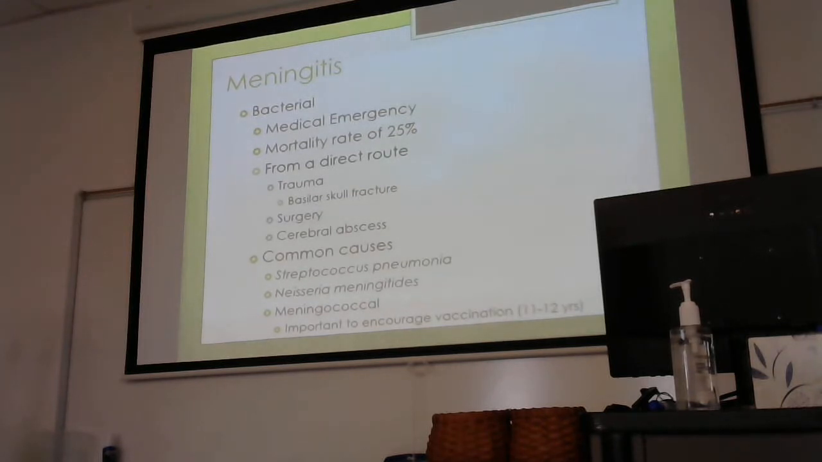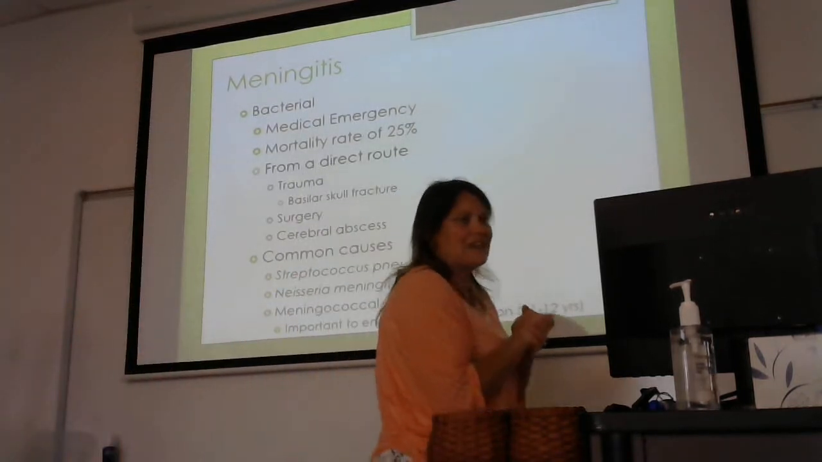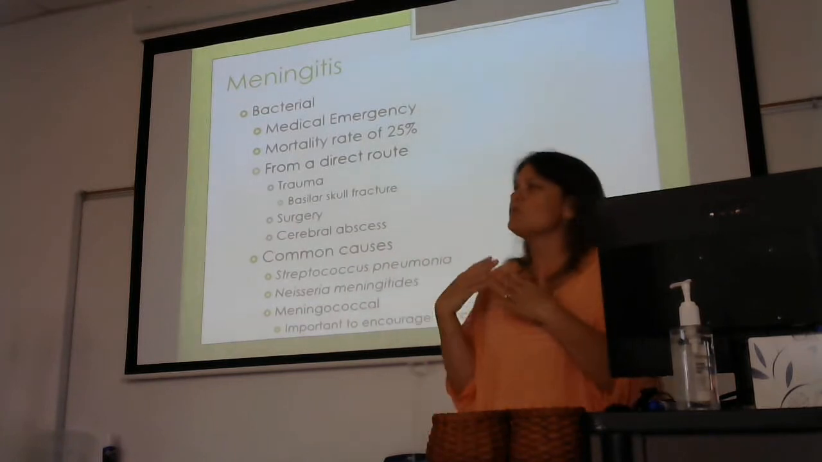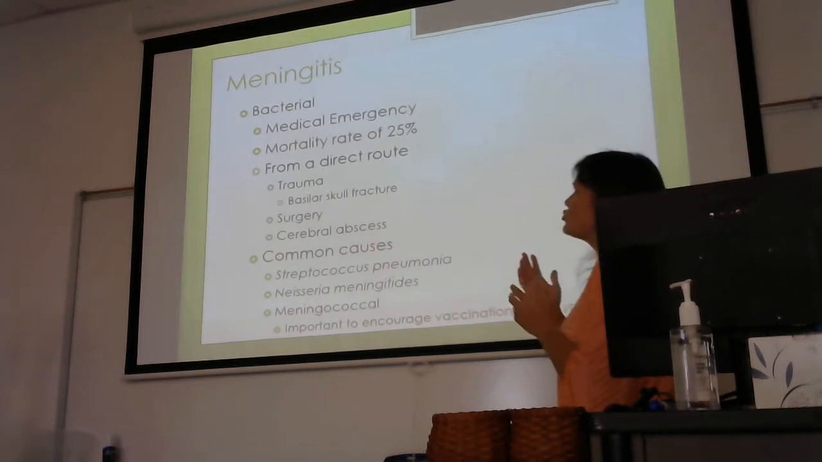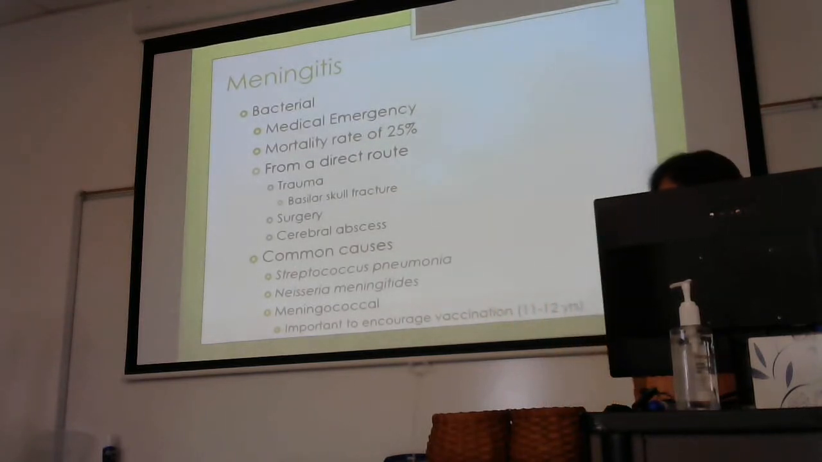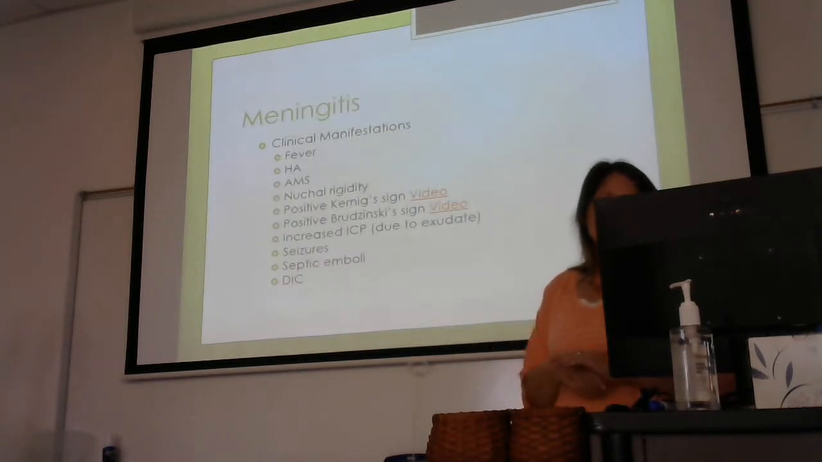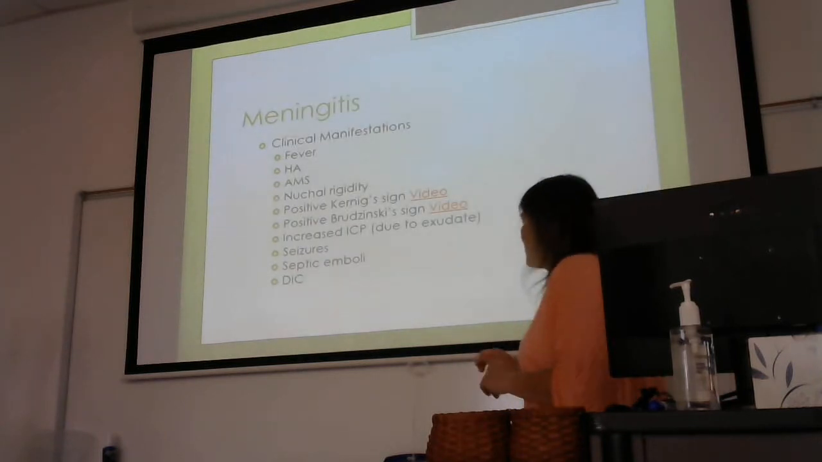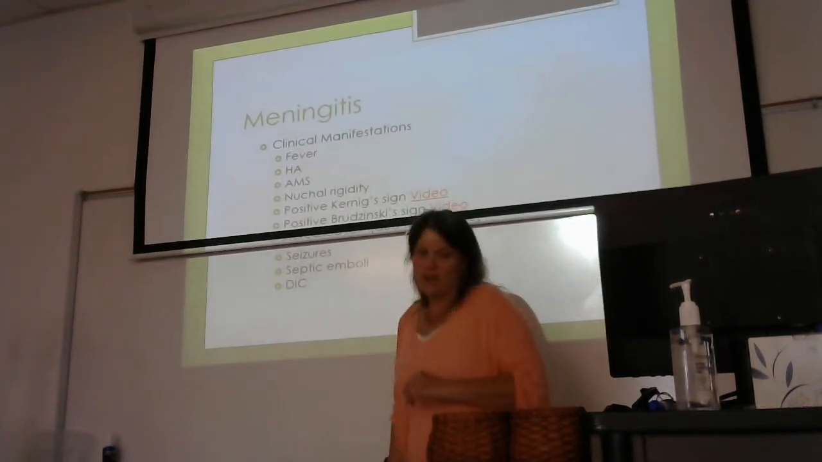We do see a mortality rate with bacterial meningitis, about 25%. So a little more aggressive, but again, it presents very similarly. We diagnose with an LP, and then we treat the causative organism. I'm going to show you a table here in just a second of what the cerebral spinal fluid might look like with the different types of meningitis.